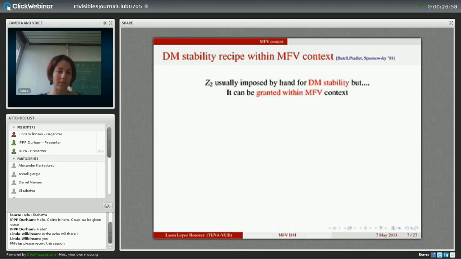Now the question that many people have asked is, do we have to impose this Z2 symmetry by hand, or can we get it from another, larger symmetry? And this is a question that Batell and collaborators, Batell, Pradler and Spannowsky in 2011, proposed to address: to try to guarantee the stability of dark matter, so not allow dark matter to decay directly into standard model particles, within the minimal flavor violation hypothesis.